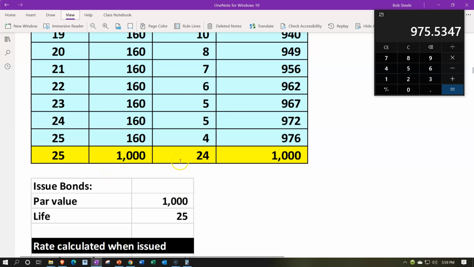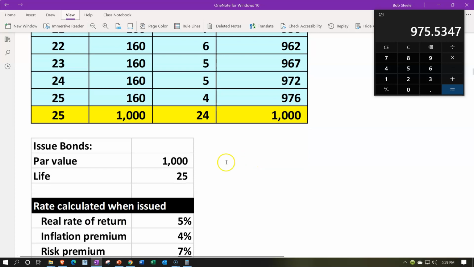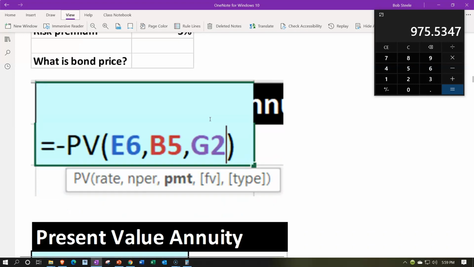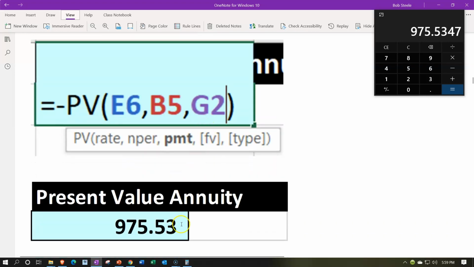Taking this back 25 years, that would be worth $24. 24 plus the 976 is just what we expected it to be, the $1,000, because we had the same market rate and the same rate on the bond. However, let's get to this 24 one more time, actually calculating the present value instead of just doing it magically up here. So we can calculate the 975.